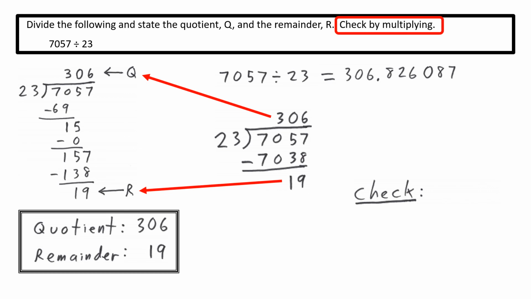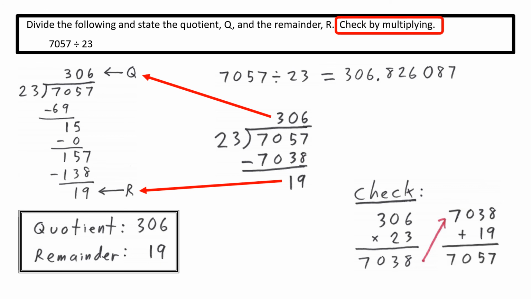Well, you take the result of 306 and you multiply it by the original divisor of 23. Doing so gives us 7,038. But you might notice we didn't start with 7,038. We started with 7,057. We need to still take the 7,038 and add in the remainder. When we add in the 19, we do get what we started with, 7,057. Notice that this work at the bottom right is not the answer, it is simply to check. And it all checks out. Our quotient is 306 and our remainder is 19.